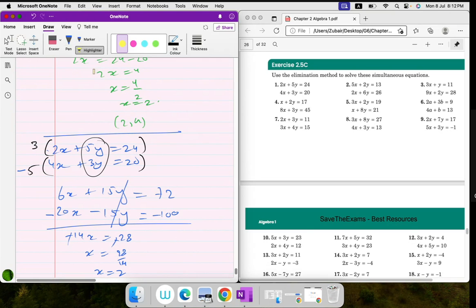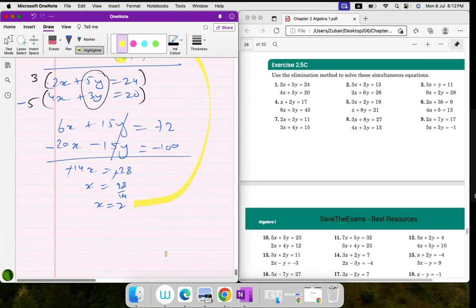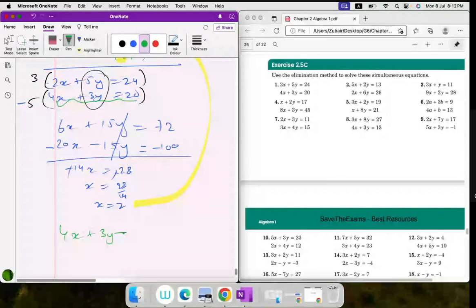See, we were getting 2 earlier and we are again getting 2. Now you can choose any equation. I'm selecting the second one this time. So 4x plus 3y is equal to 20. 4 into 2 plus 3y is equal to 20.